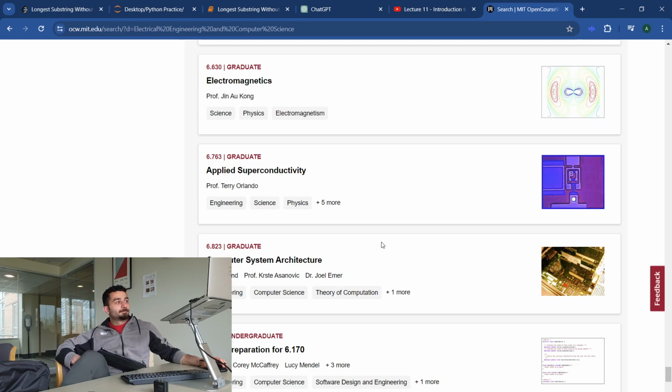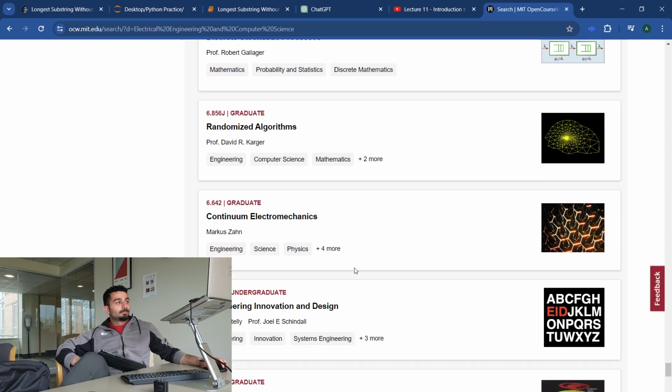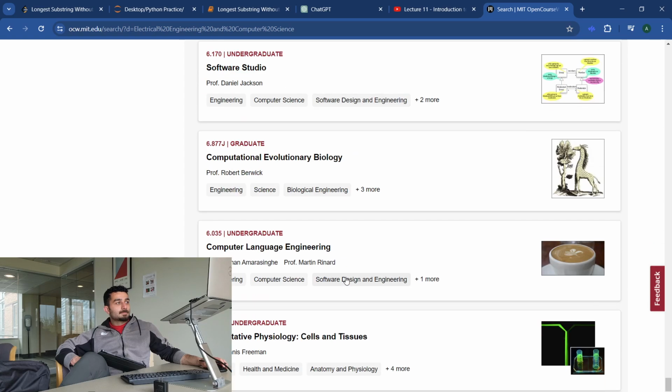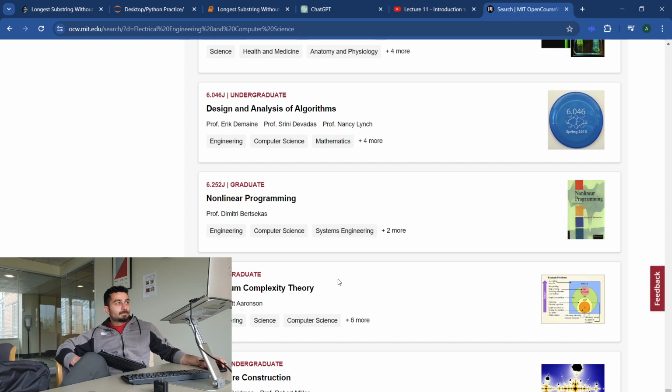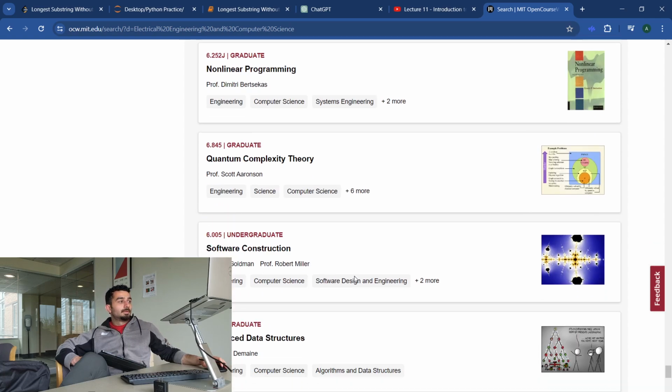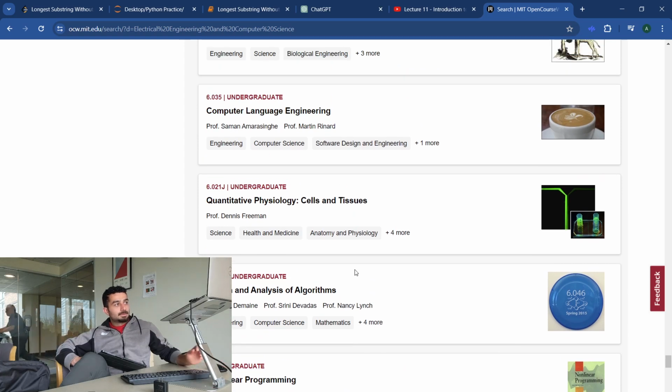What else do they have? Maybe design and analysis of algorithms. Let's get the course 6.0 towards it.